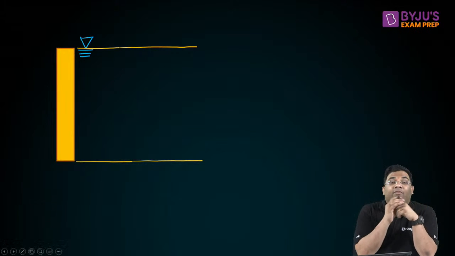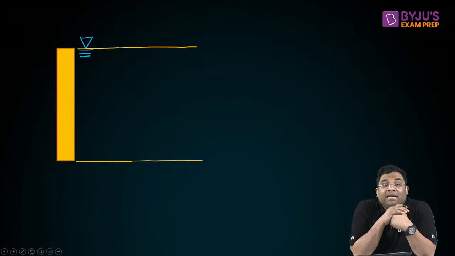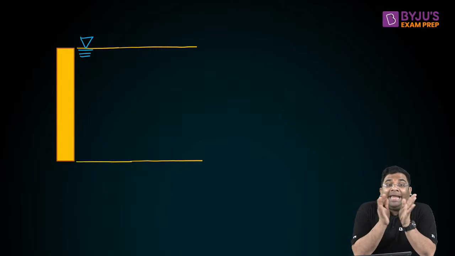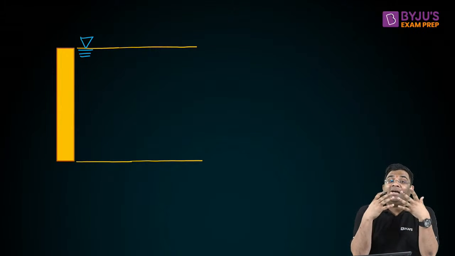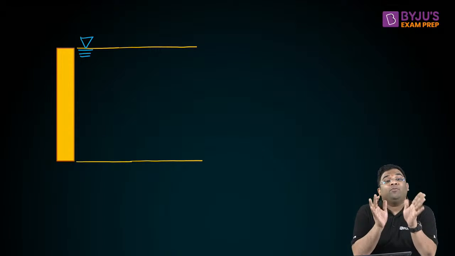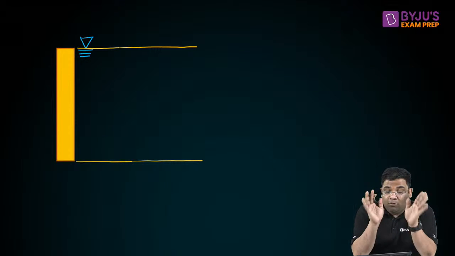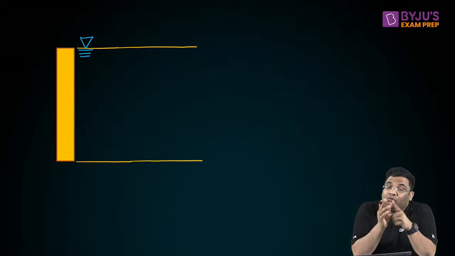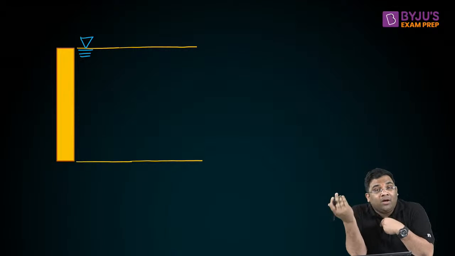Now see, when you're finding the earth pressure, you have to multiply Ka. But when you're finding the water pressure, you don't have to multiply Ka. So now there will be two types of pressures. One is due to the earth, another one is due to the water.